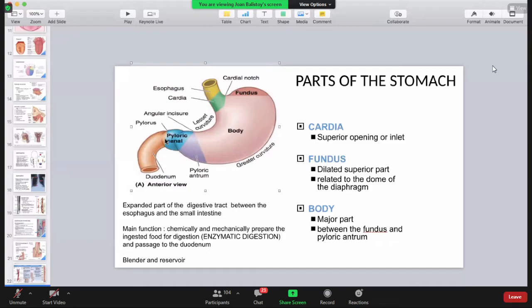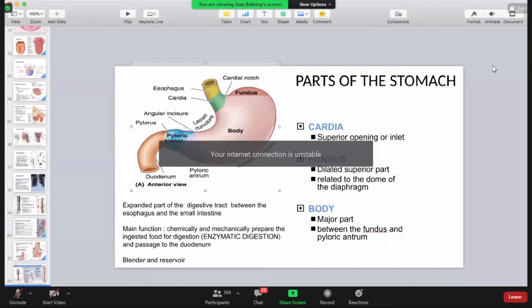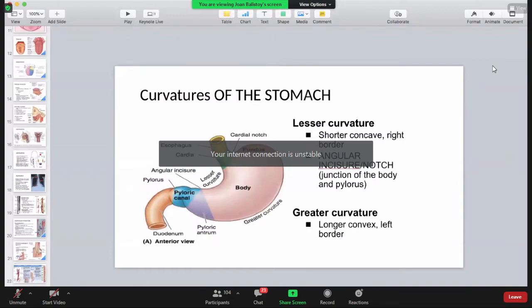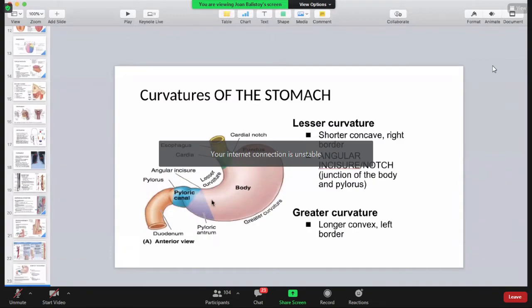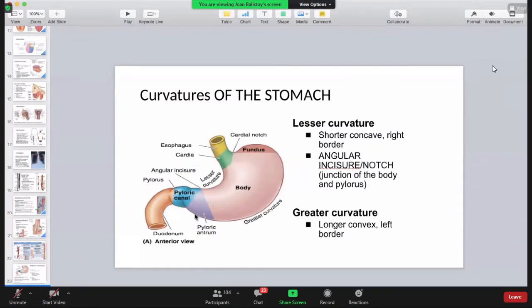Curvature. The lesser curvature is a shorter concave right border, also known as the angular incisure or the angular notch. It is where you will find the angular notch, which is the junction of the body and the pylorus. So the junction of the body and the pylorus is the angular incisure. And then you have the greater curvature, which is a longer convex on the left border of the stomach.